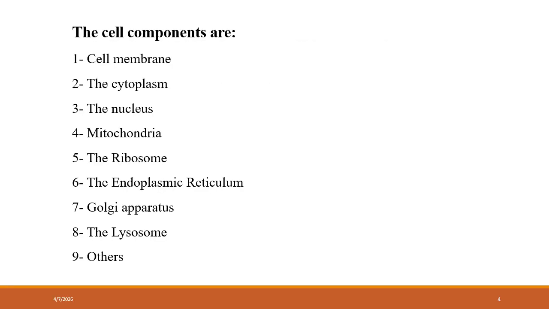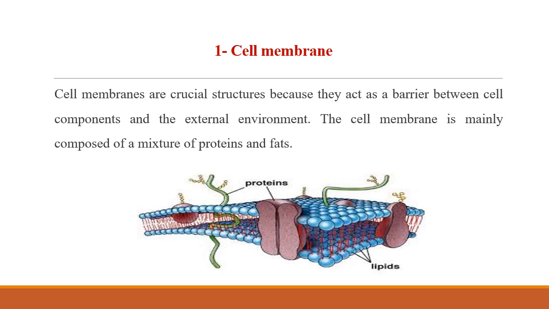The cell components are cell membrane, cytoplasm, nucleus, mitochondria, ribosome, endoplasmic reticulum, Golgi apparatus, lysosome, and some other components. About the cell membrane. Cell membranes are a crucial structure because they act as a barrier between cell components and the external environment. The cell membrane is mainly composed of a mixture of protein and fats, so that the cell membrane allows some molecules to enter the cells and prevents the others from that.